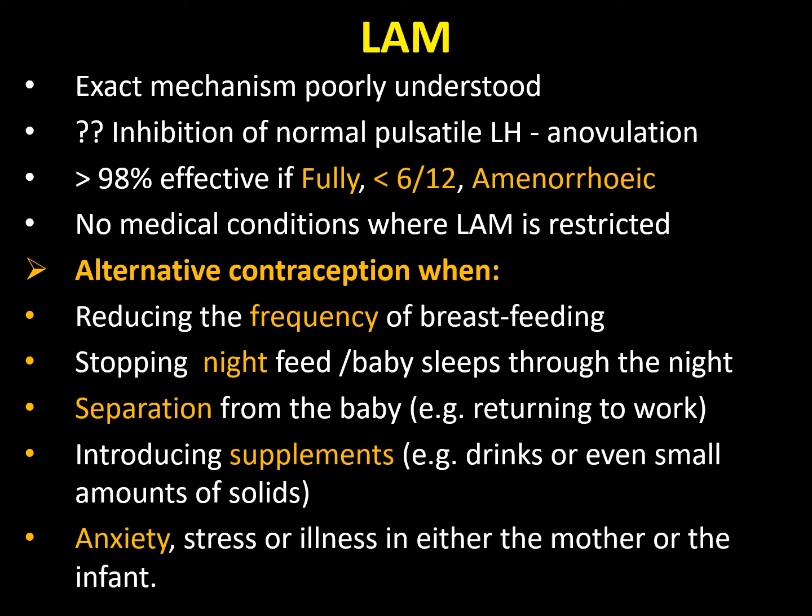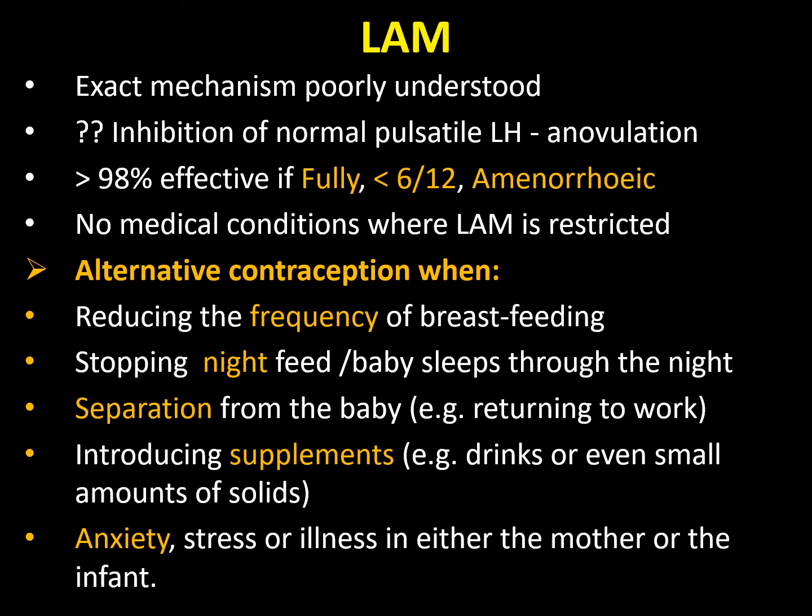The exact mechanism of lactational amenorrhea is poorly understood. It could be due to the inhibition of normal pulsatile LH, and therefore this leads to anovulation. This is an effective method if it is used in women who are exclusively and fully breastfeeding and in the first 6 months, and these women are amenorrheic. There are no restrictions, no medical conditions where lactational amenorrhea is contraindicated.